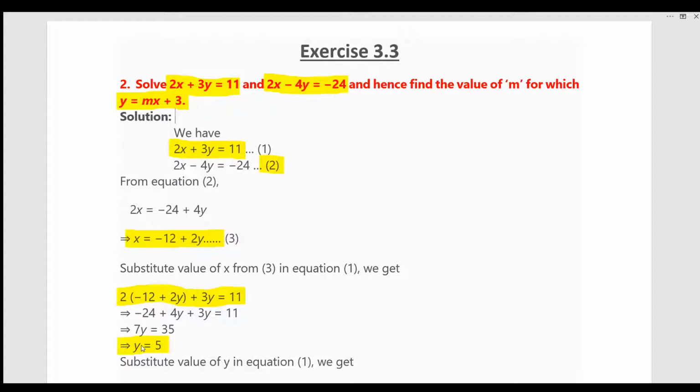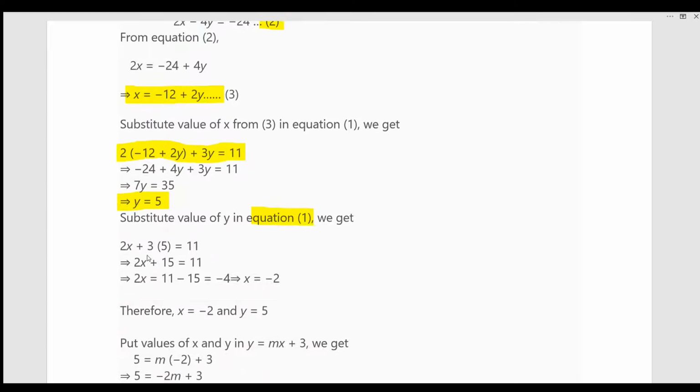Now this value of y we will substitute in equation number 1. We will get 2x + 3(5) = 11. So 2x = 11 − 15. So we will get x = −2. Therefore, the value of x is −2 and y is 5.